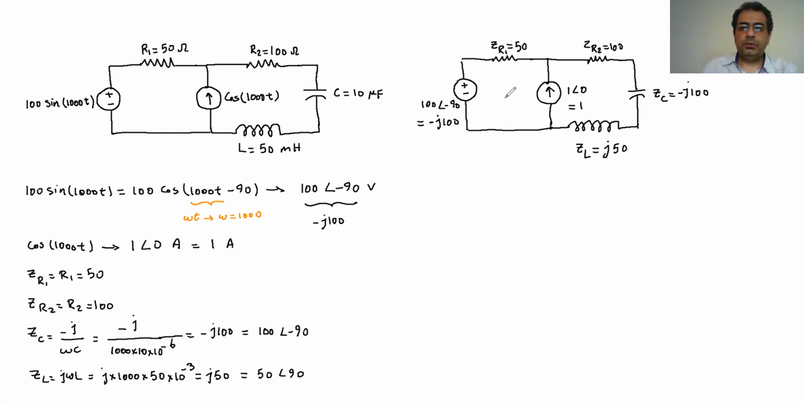So now we go to do the mesh current method. In the mesh current method, we are going to assume there are two currents in there. So we are going to assume this is going to be I1, and this is going to be I2. So the very same method that we use in the mesh current.